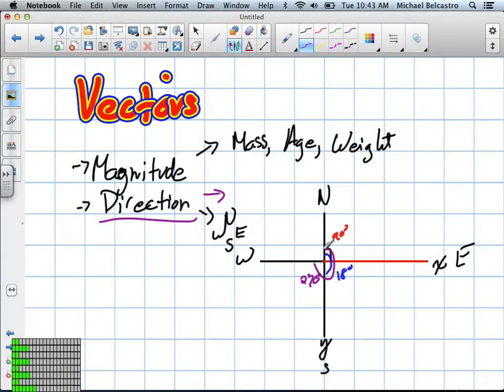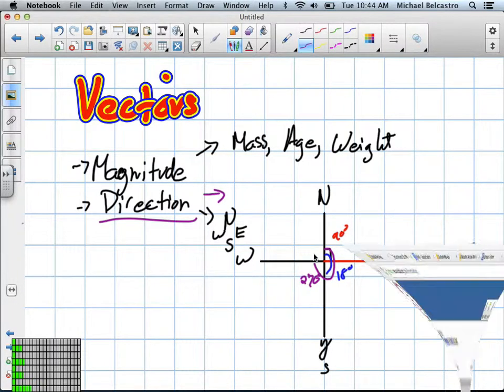And if we go 360 from north, what are we doing? We're going back to north. That's redundant. There's no reason to say that, right? So when we talk about bearing, it's always clockwise from north.